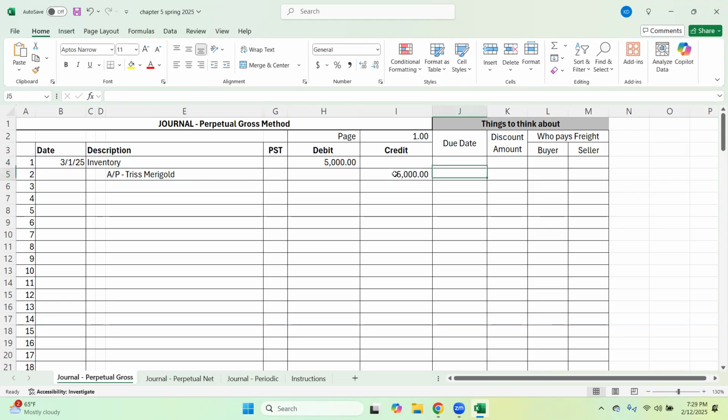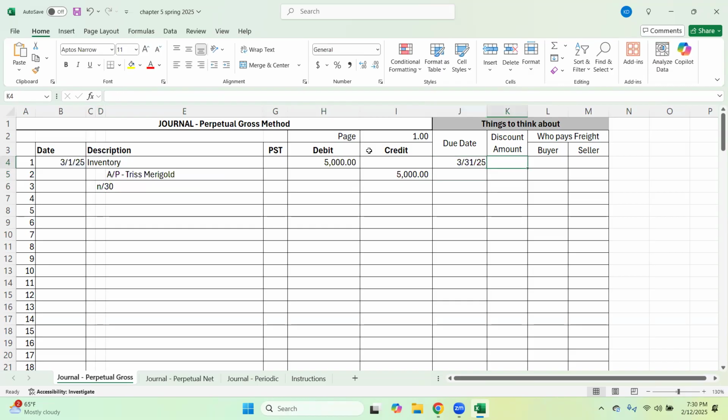Okay, when I'm looking at here, I know that my terms are going to be net 30. That means the whole invoice is due within 30 days. So let's look at that and think, okay, how many days is that? I'm going to come over here and go plus that due date plus 30 days.